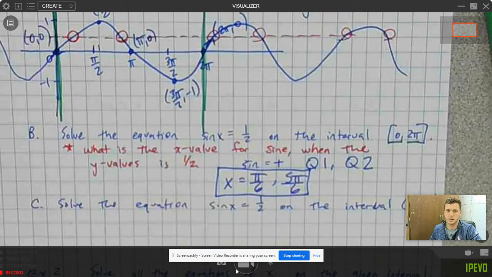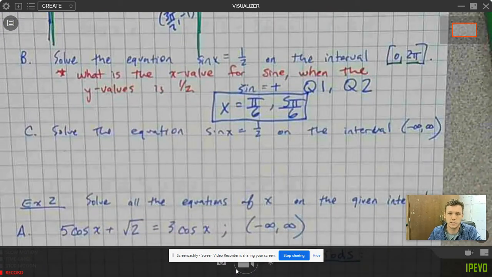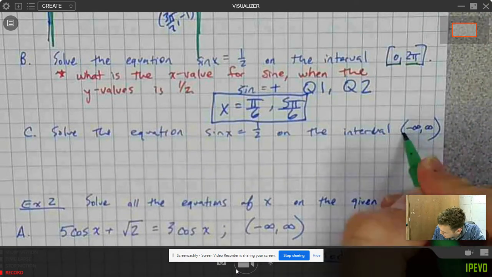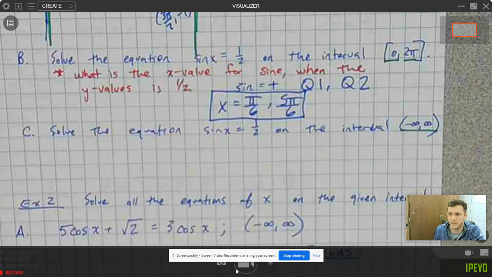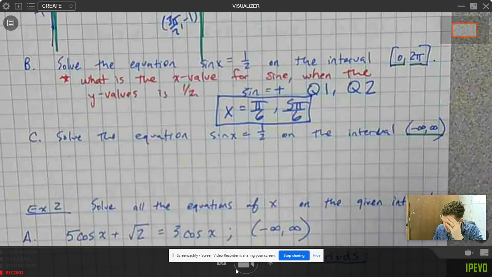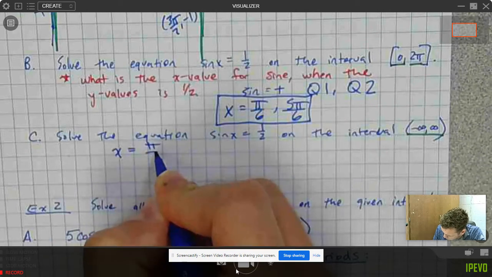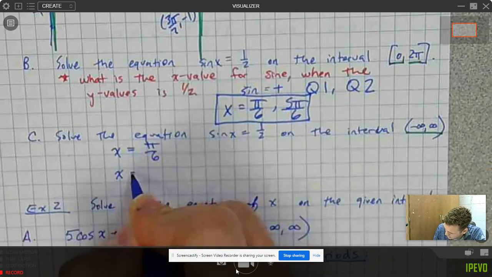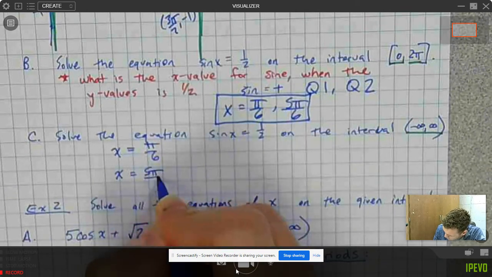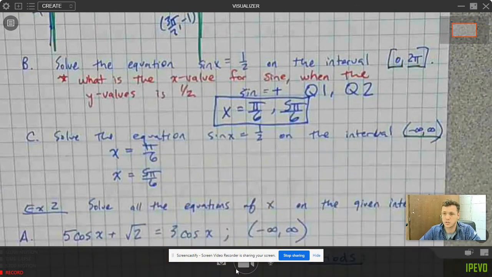All right, and so here we're looking at solving the equation sine of x is equal to 1/2 on the interval negative infinity to infinity. The only thing we're going to do here is change it up a little. We're going to say that x is still equal to pi over 6 because that's in that interval, and x is also equal to 5 pi over 6. Those are still going to be true. But when we do it from negative infinity to infinity, we talked about in the graph how we're going to have an infinite number of solutions.